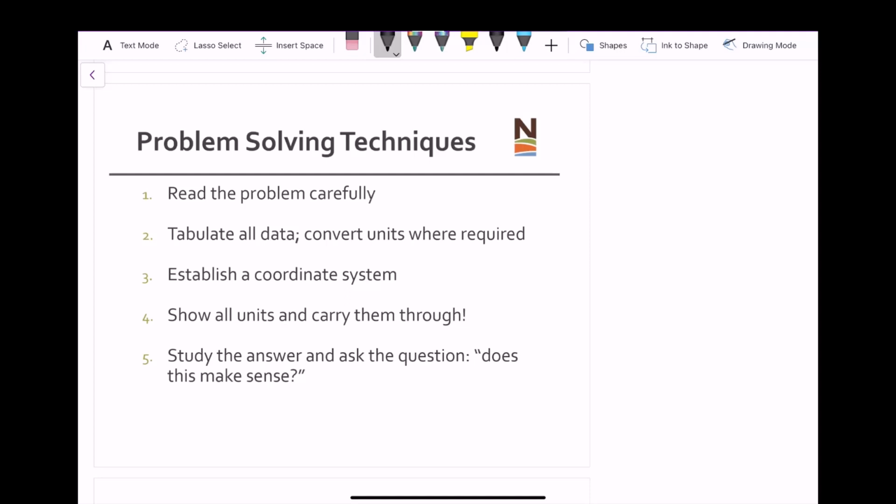Next, I would like you to tabulate all the data. We can start this by first drawing a figure or a free body diagram, and then writing out all of the knowns. Within that, I'm also asking you to convert units. You should do that right off the bat. As we saw in a previous problem where we had miles per hour, we converted those miles per hour to feet per second. Rather than trying to do that within an equation, we did it before even subbing into that equation. Next, you want to establish a coordinate system.